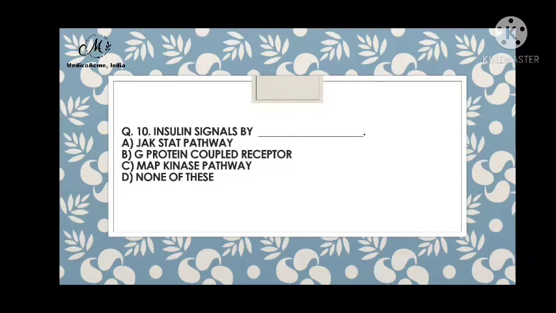Next question: when insulin binds, which signal pathway comes into existence? So guys, A is JAK-STAT pathway, B is G protein coupled receptor, C is MAP kinase pathway, and D is none of these. This question is from cell signaling or transduction. You have to prepare cell signaling and cytology very carefully, because these types of questions are very frequently asked. So guys, C, MAP kinase pathway, is the answer.